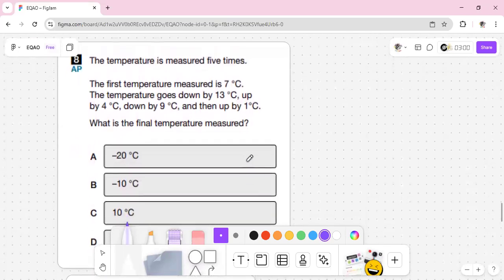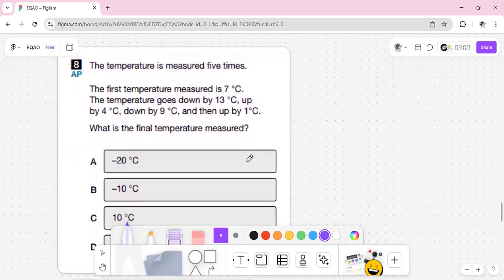Okay. Question number 8. We're talking about temperatures, so it looks like we're talking about integers. The temperature is measured 5 times. The first temperature measured is 7 degrees Celsius, so that is +7 degrees Celsius. The temperature is going to then go down by 13. So it's going to go down by 13. I'm going to represent that with a -13. I want to solve that first. So you can see that, and I'm just going to cross out, I've done this part.